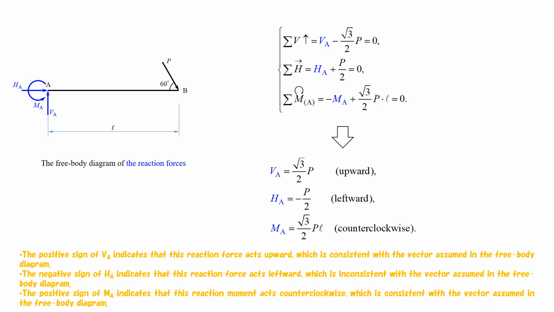The negative sign of HA indicates that this reaction force acts leftward, which is inconsistent with the vector assumed in the free body diagram. The positive sign of MA indicates that this reaction moment acts counterclockwise, which is consistent with the vector assumed in the free body diagram.